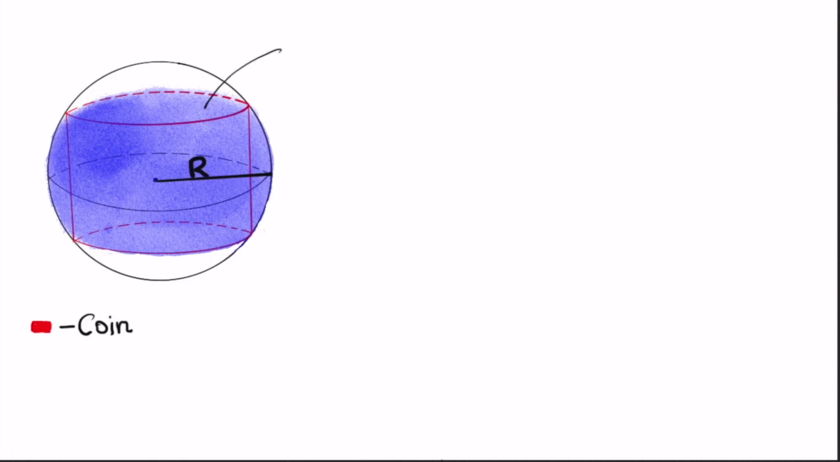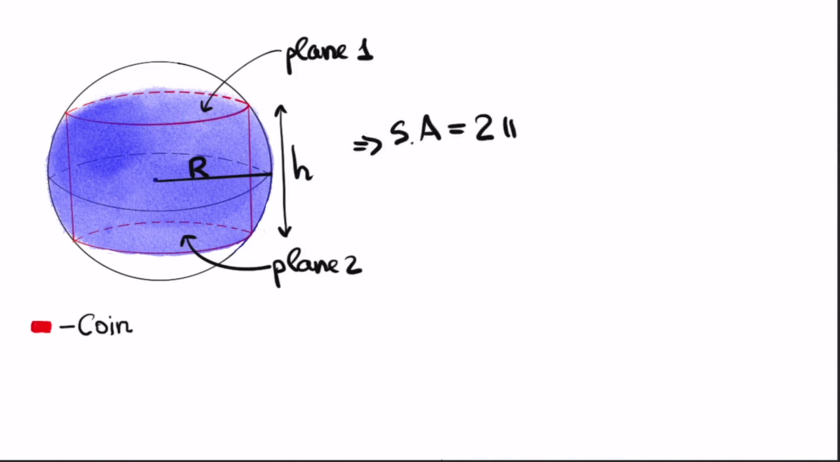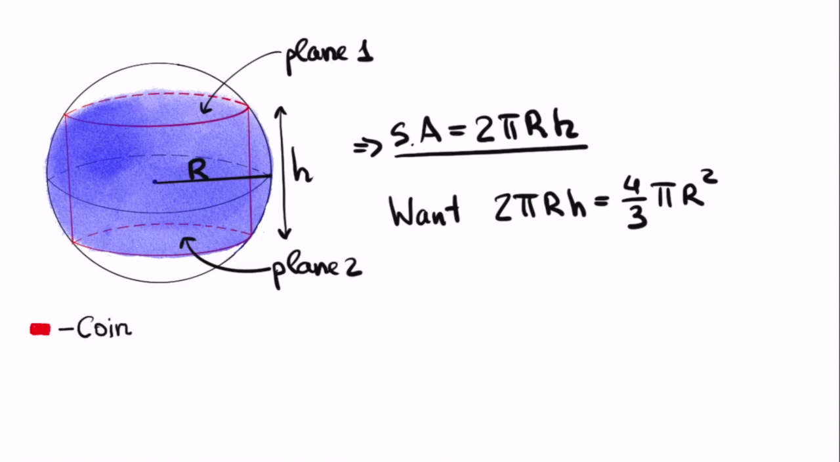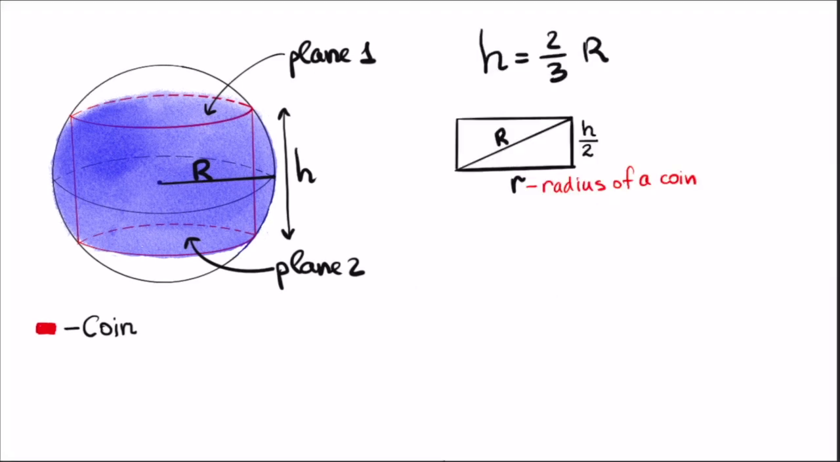Now, here is a result that you can try to derive yourself. Surface area of a sphere segment bounded by two parallel planes is just 2 pi rh, so it only depends on the height, h, of the segment. If the height of our coin is h, then we require 2 pi rh to be equal to 4/3 pi r squared. This gives h to be 2/3 of r. You can then use Pythagorean theorem to express h in terms of the radius of a coin.